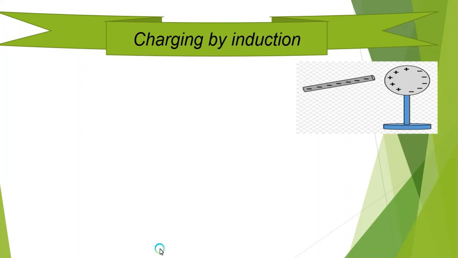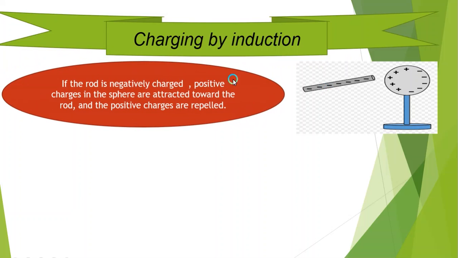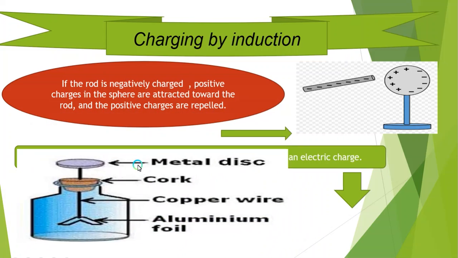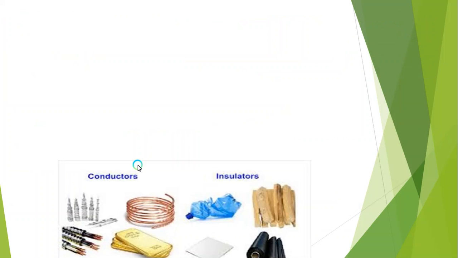Charging by induction is like that. This side is positive and this side, this rod, is negative. So the rod is negatively charged. The positive charge in the sphere is going to be attracted toward the rod, and the negative will be repelled. And next, the electroscope is a tool used to detect the presence of electric charge. If you don't know whether the object is positively or negatively charged, you directly use the electroscope, which can detect the presence of electric charge.